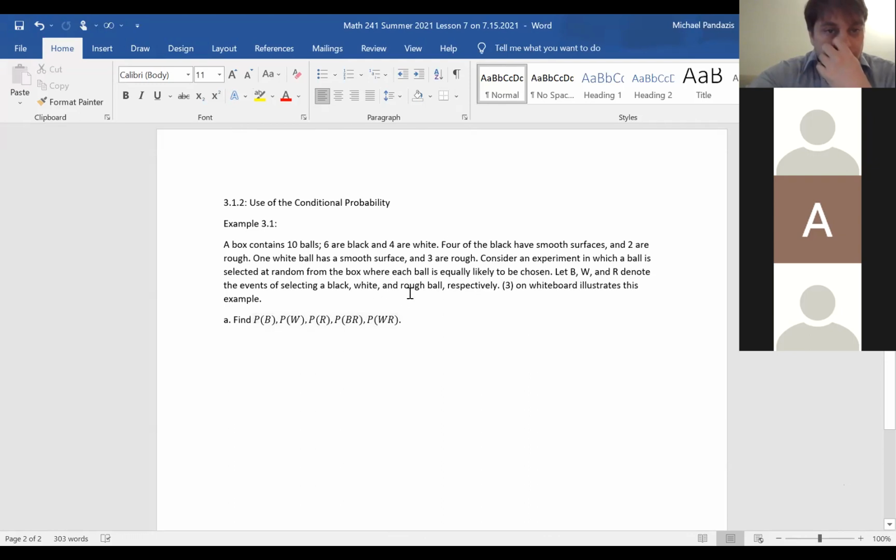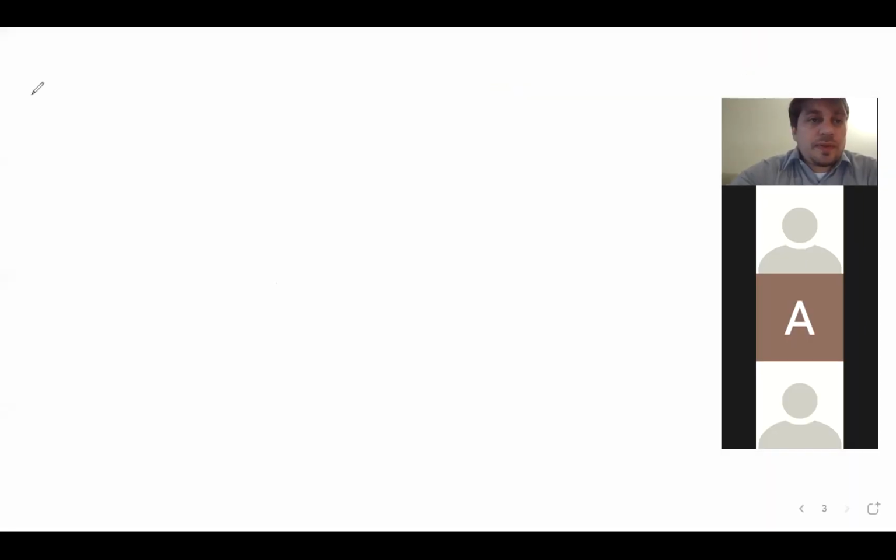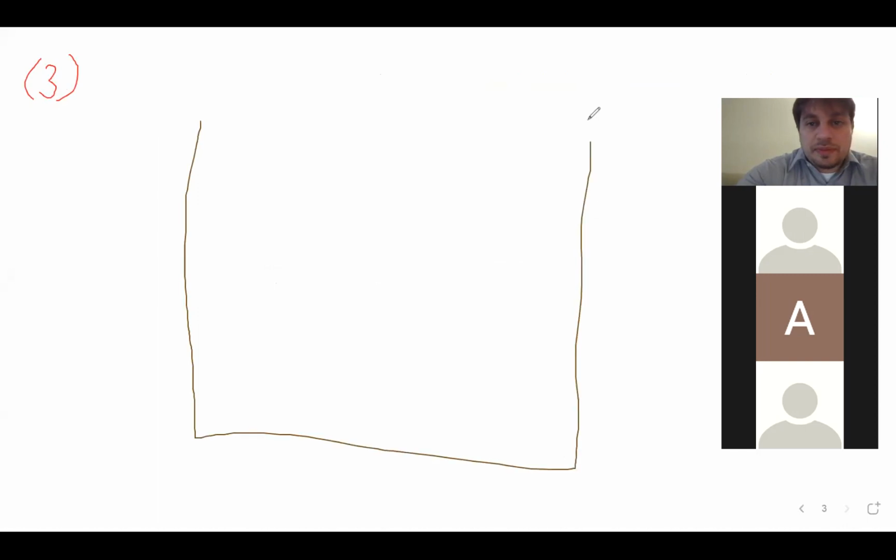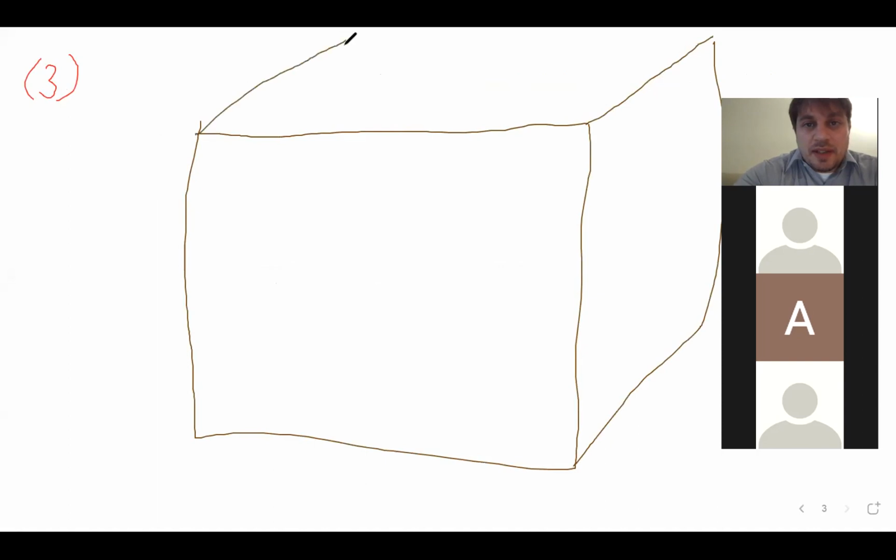Okay, so you may want to take a picture of this or have some of this written down. I'm going to describe it to you on the whiteboard. We're going to do 3 here. All right. So we have a box. For the box, I'm going to choose brown. I imagine the box is brown, like it's made out of cardboard. Okay, so this is a cardboard box.